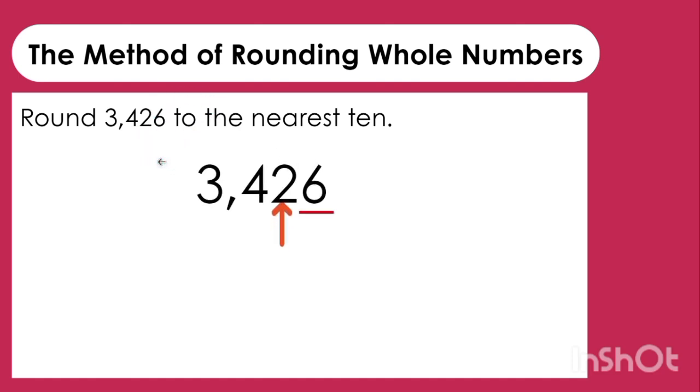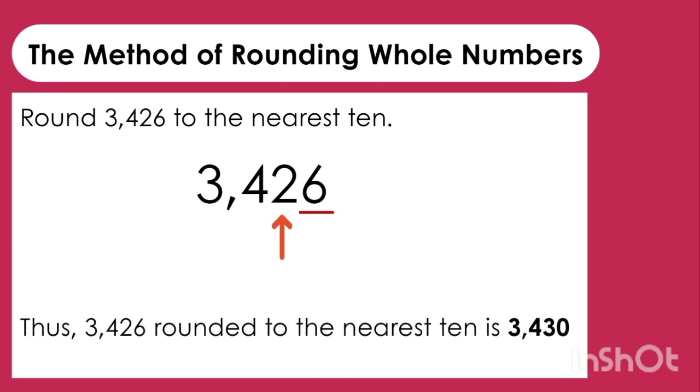What do you think the answer is? Very good. We will have 3,430, because we round up: the number beside the tens place, the 6, is greater than 5.